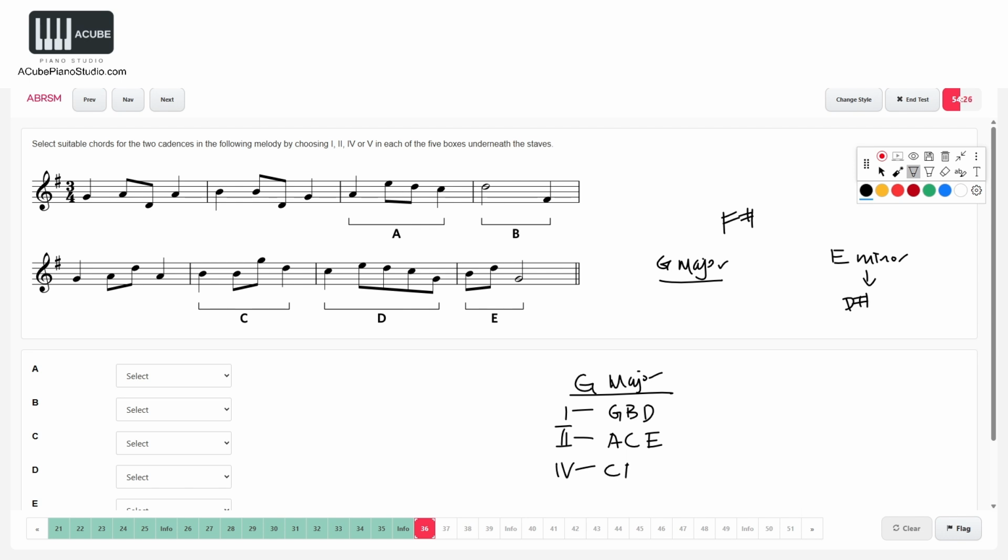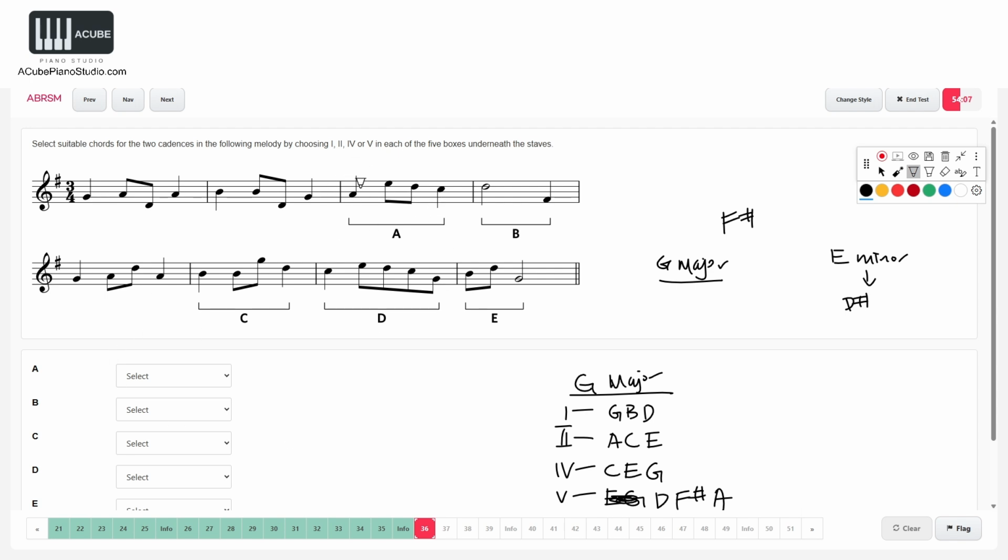So it's C, E, G. Chord 5 is D, F sharp, A. G, A, B, C, D. Yes, so D, F sharp, A. Okay, so now let's take a look at this.